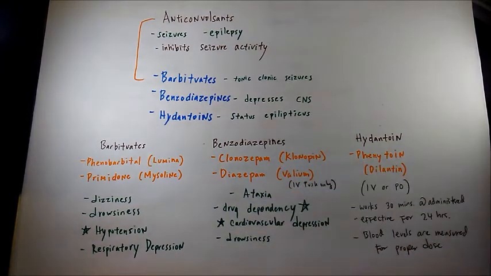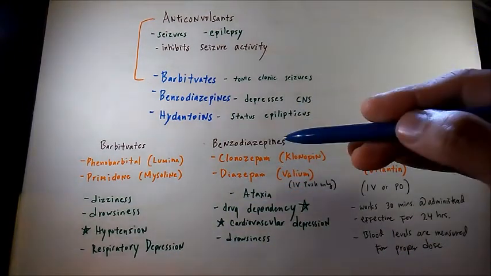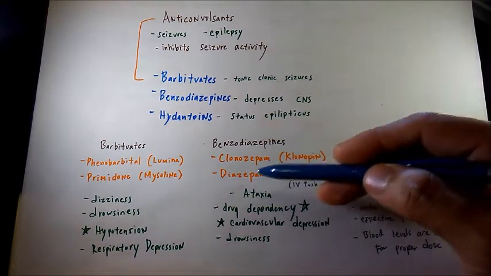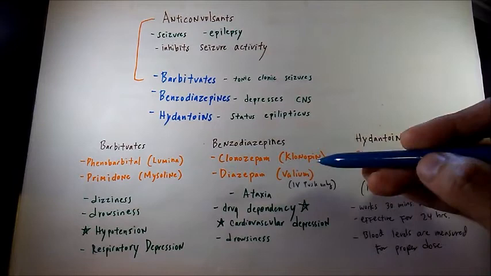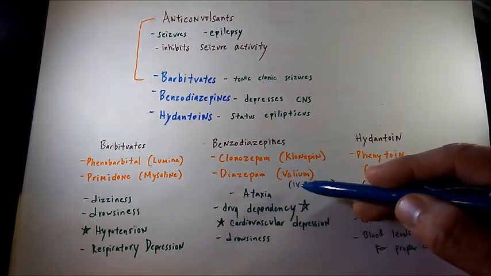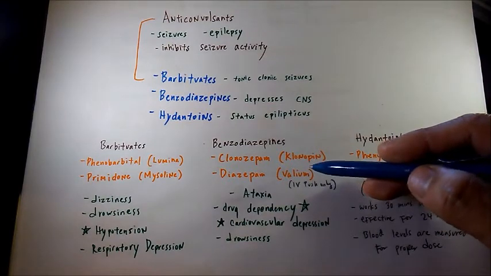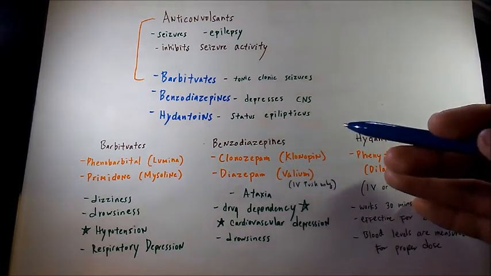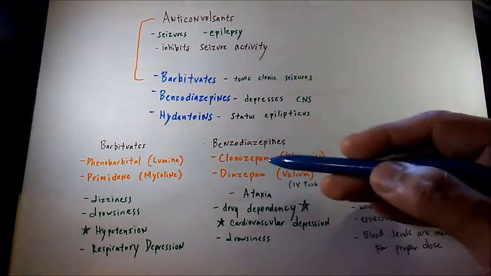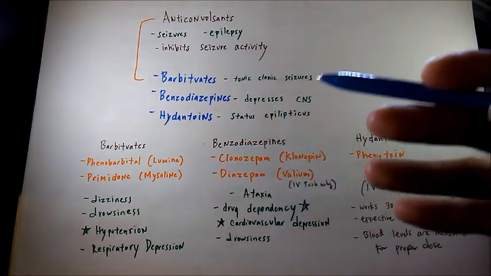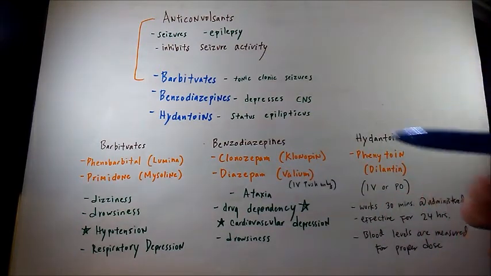Those are very important. Next are benzodiazepines, and the two most commonly used drugs are clonazepam, or Klonopin, and diazepam, which is Valium. Now, the thing with Valium is it's given IV push only, therefore we don't give it as an infusion. Okay, you have to be careful about that.